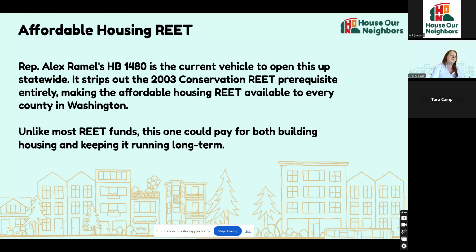So right now there is an effort at the state level through Alex Romel's office to create a vehicle that will open that up to the rest of the state and allow other localities to create a dedicated affordable housing REIT. And unlike those local REIT funds that I mentioned earlier, this REIT and the way that it's used in San Juan County especially has shown us that it can help keep housing running long term. It can be used for operational costs. It can be incredibly flexible money that localities can use to meet their distinct affordable housing needs.